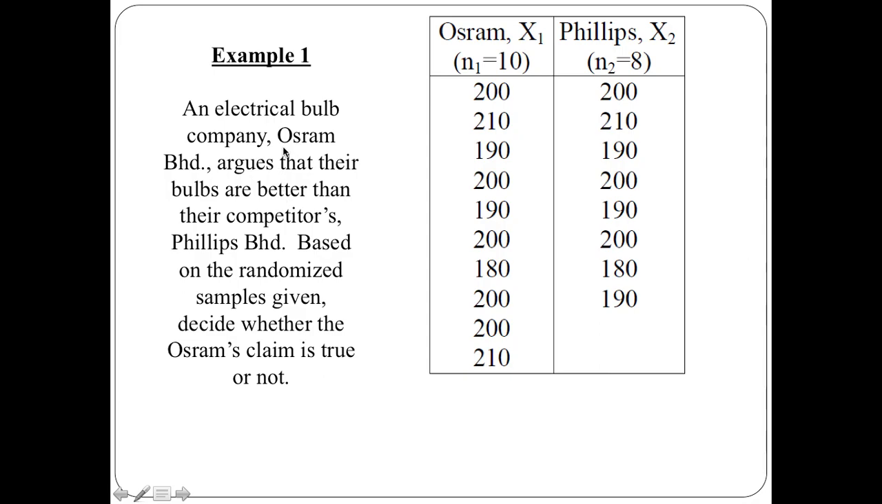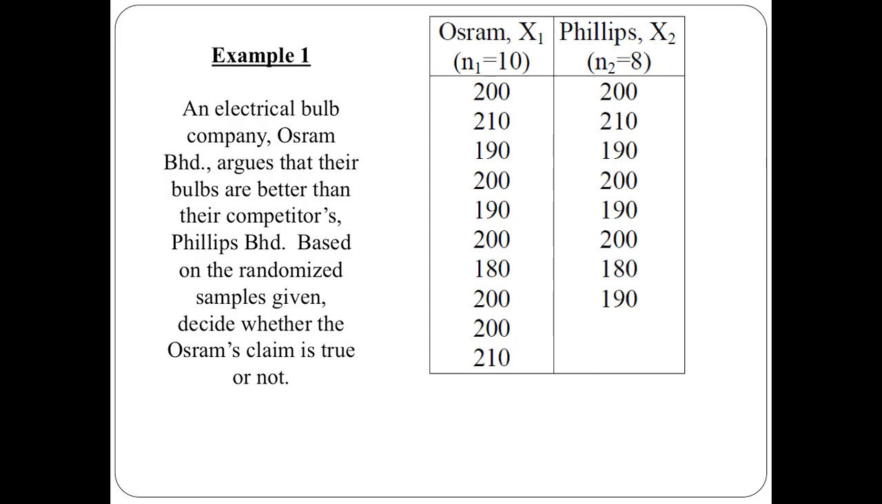So let us look at the question. What is the claim of Osram? Osram claims that their bulbs are better than their competitors. So obviously, there is a direction because they claim that they are better. So is this a one-tail or two-tail test? It's a one-tail test because it claims that they are better, and therefore there is a direction.